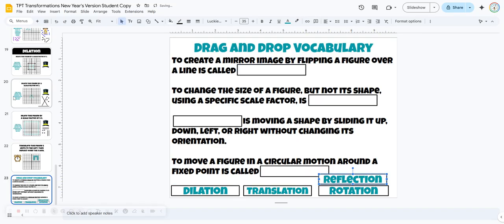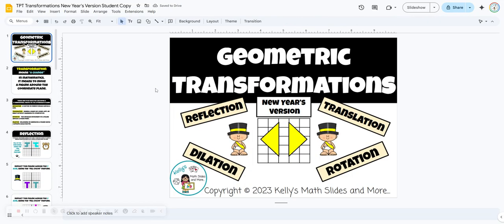So that is a digital lesson, geometric transformations, and this one is New Year's themed.